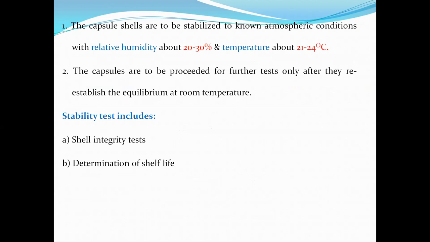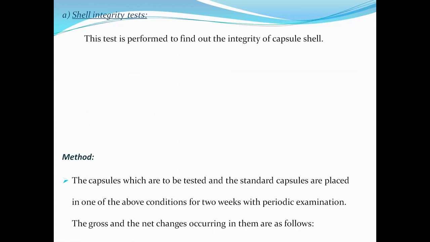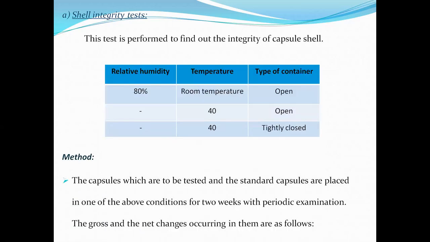If we take the capsule, the capsule shell has to be stabilized to the atmospheric conditions, relative humidity 20 to 30%, temperature around 20 to 30. Capsules ought to be preserved for further tests only after they have been re-established. So these stability tests include the shell integrity test. This test is performed to find out the integrity of the shell.